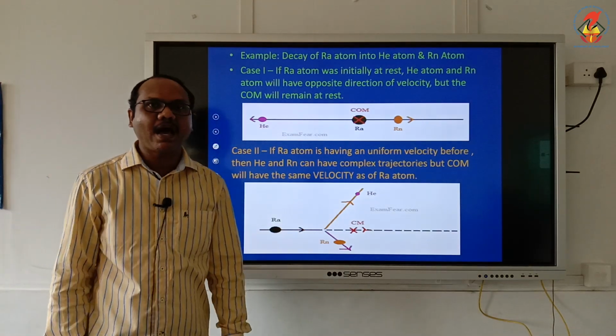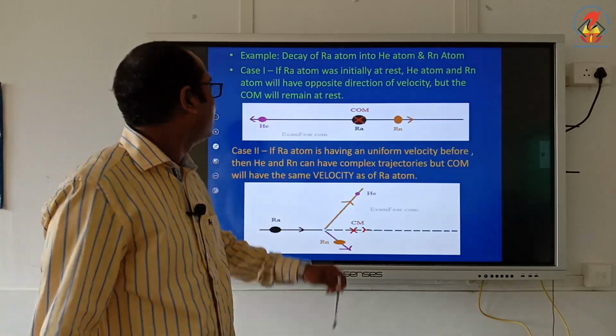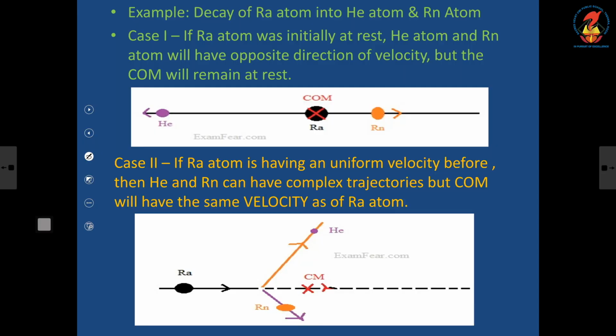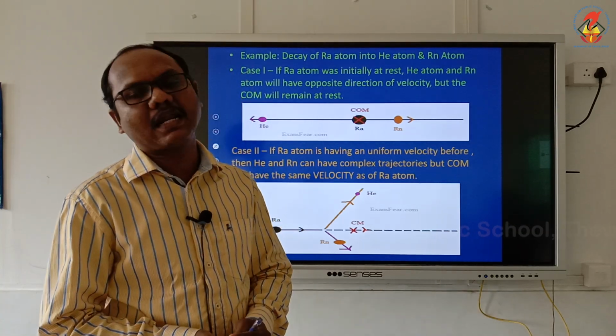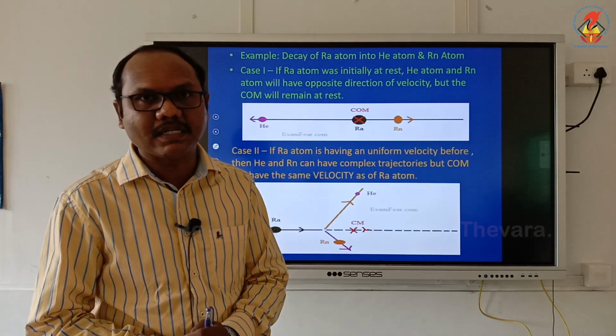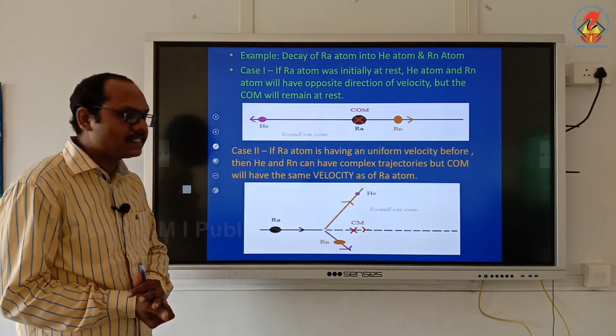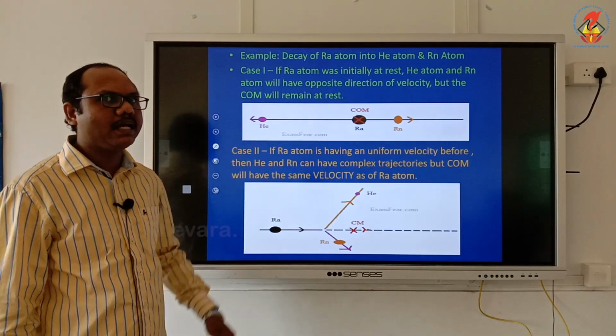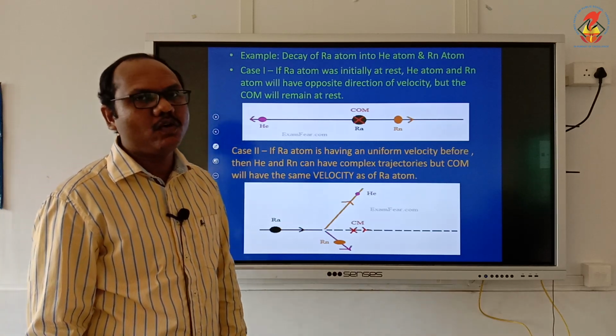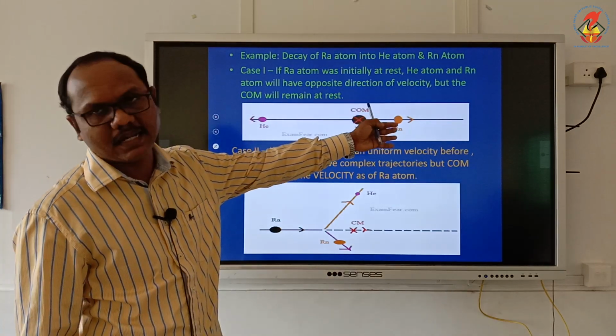Now think about another example, the third example, the decay of radium atom into helium atom and radon atom. Okay, radium is decayed into helium and radon. So nuclear decomposition is taking place. Here in the first case, imagine if radium is initially at rest. Radium is initially at rest and it is just decaying into two, helium nucleus and radon nucleus.